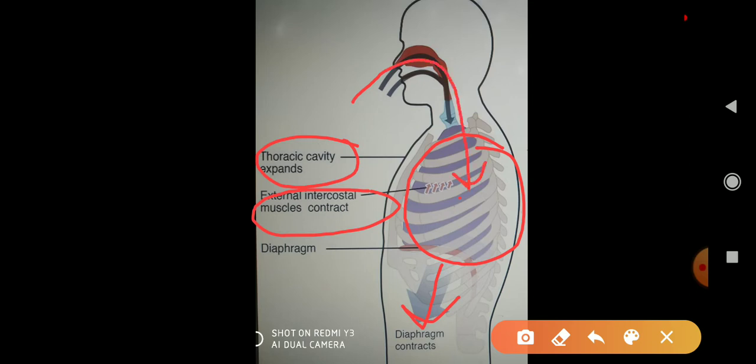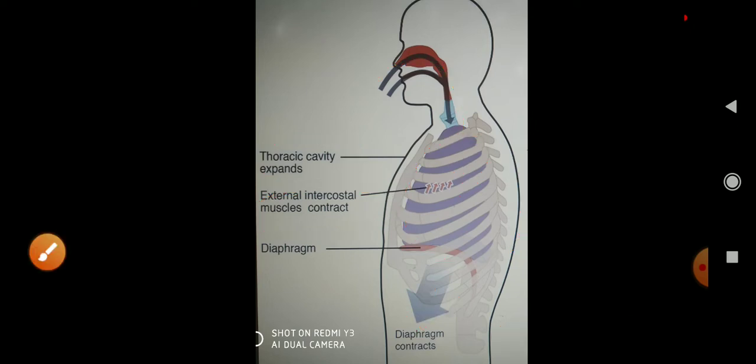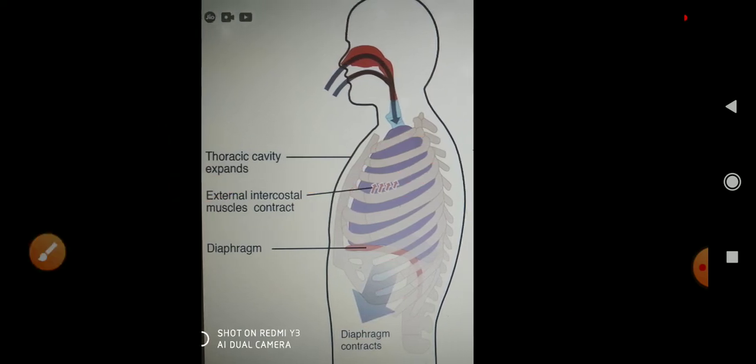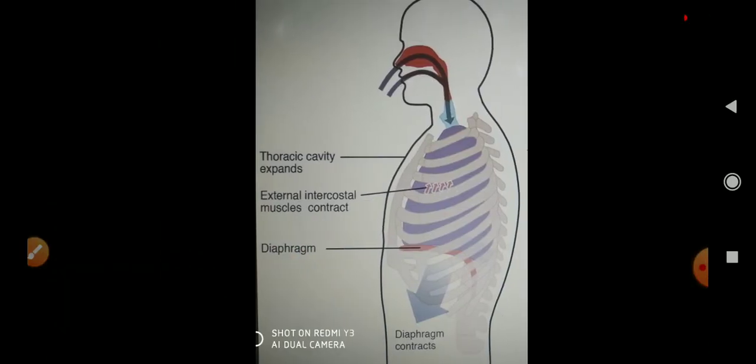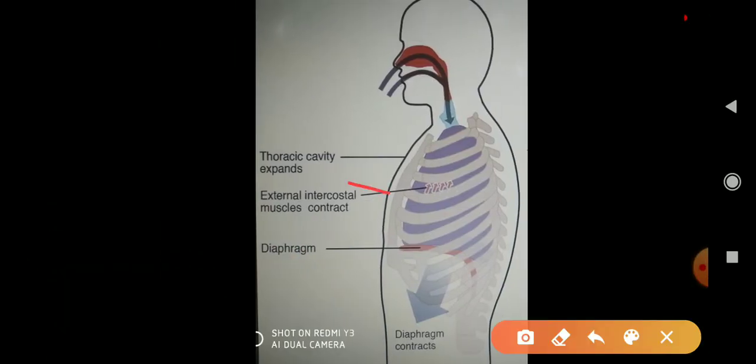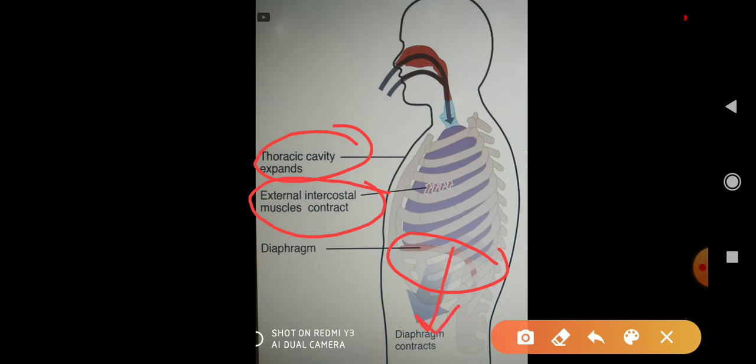Getting it? Okay, once again. The external intercostal muscles contract, and due to the contraction, the thoracic cavity expands. Volume increases, and the volume is also increased by the diaphragm. This diaphragm contracts and it comes down. The diaphragm comes down, the thoracic cavity expands, and due to the contraction in the intercostal muscles, the volume increases inside.